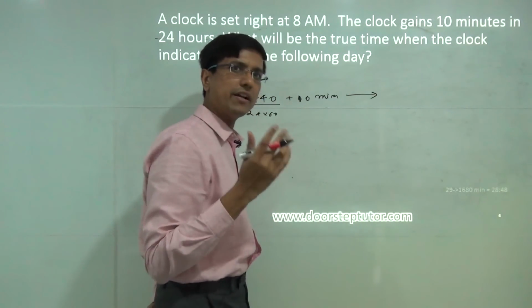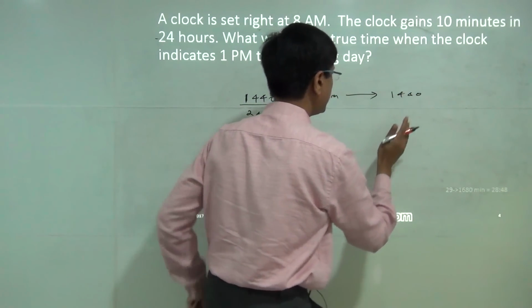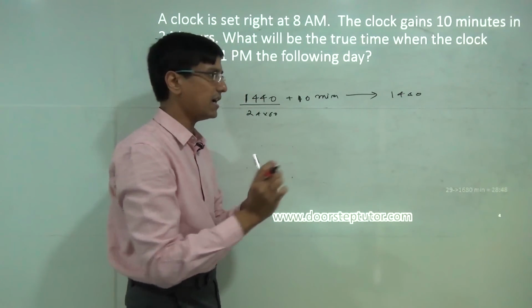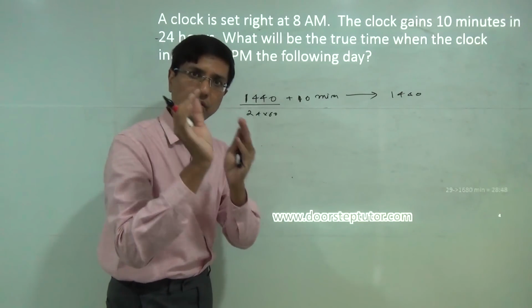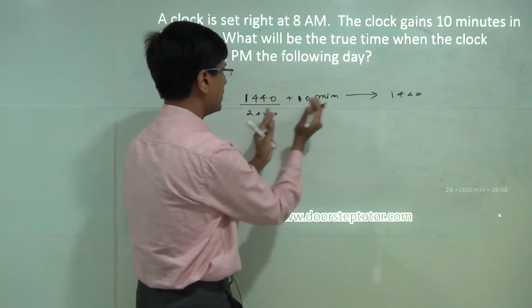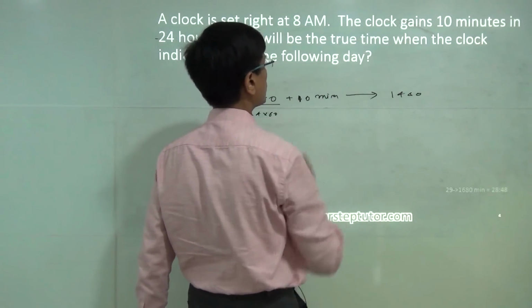When it should have covered really how much? It should have covered only this much. So this is the time in minutes in 24 hours, 24 into 60, which an accurate clock would have covered. But our inaccurate clock really covers 1440 plus 10 minutes. This is what the first part of the question is saying.